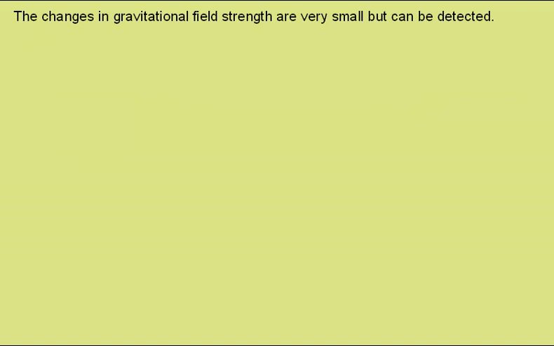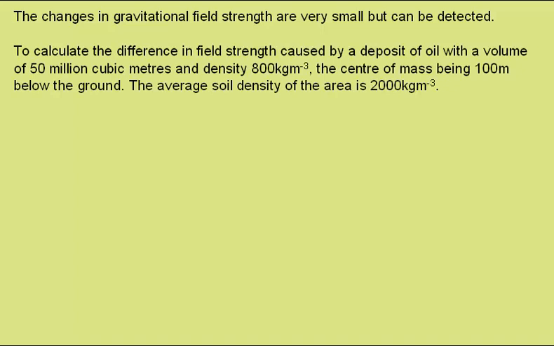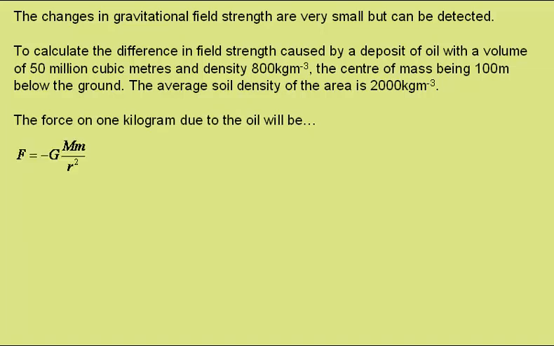The changes in gravitational field strength are very small but can be detected. To calculate the difference in field strength caused by a deposit of oil with a volume of 50 million cubic meters and a density of 800 kilograms per cubic meter, the centre of mass being 100 meters below the ground, the average soil density of the area is 2000 kilograms per cubic meter. We can calculate the force on 1 kilogram due to the oil using Newton's universal law of gravitation. I'm going to ignore the minus sign from now on, as it's only the magnitude of the force I need.